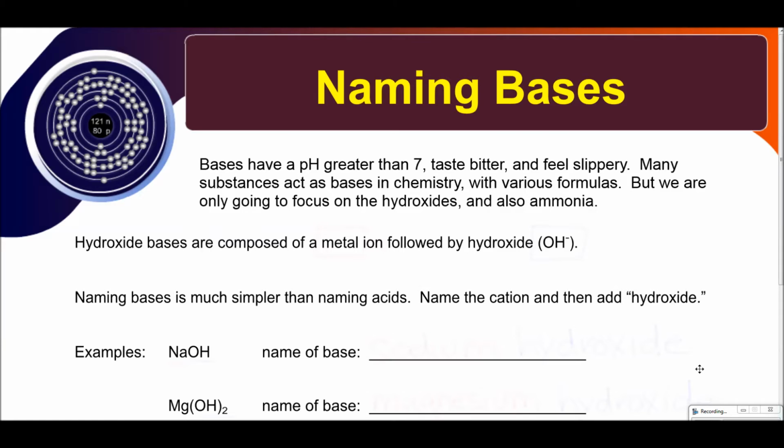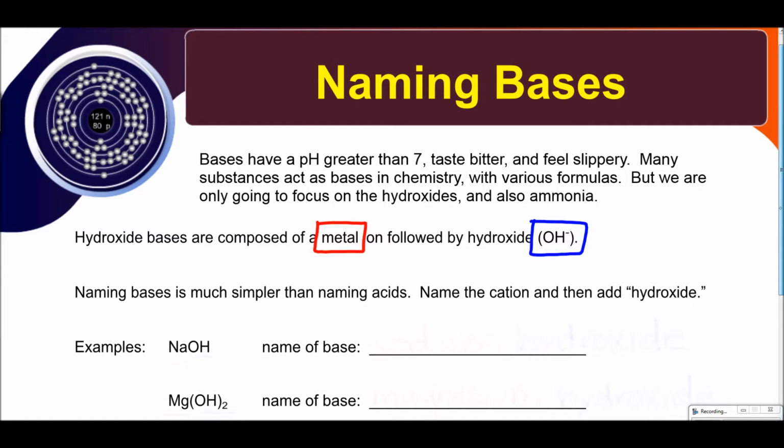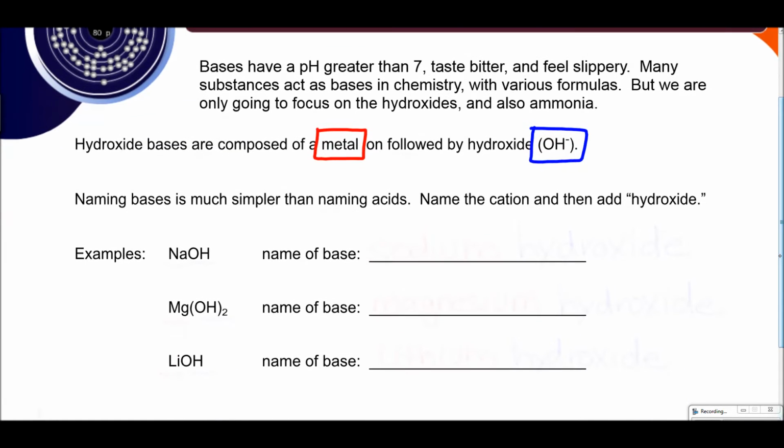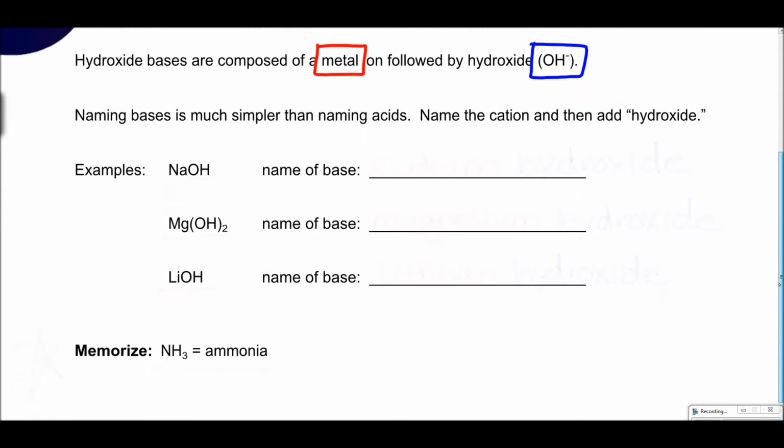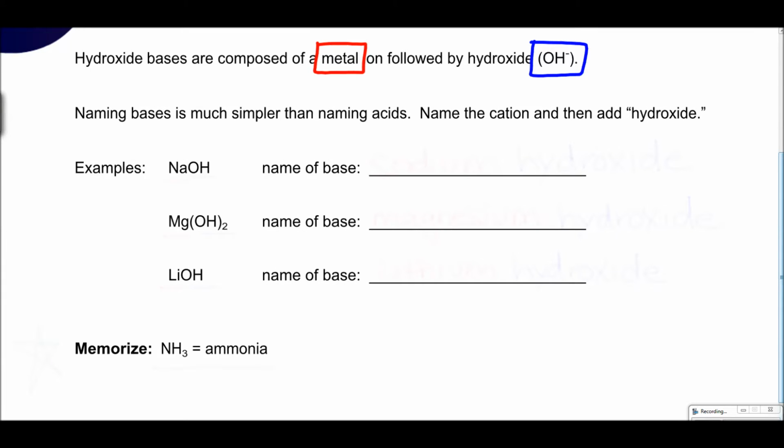Naming bases. Hydroxide bases are composed of a metal ion followed by a hydroxide ion. Naming bases is much simpler than naming acids. All that you need to do is name the cation, your metal, and then add hydroxide to the end. Our first example is NaOH. You're simply going to name Na, your metal, sodium, and then follow it by naming your hydroxide ion, hydroxide.